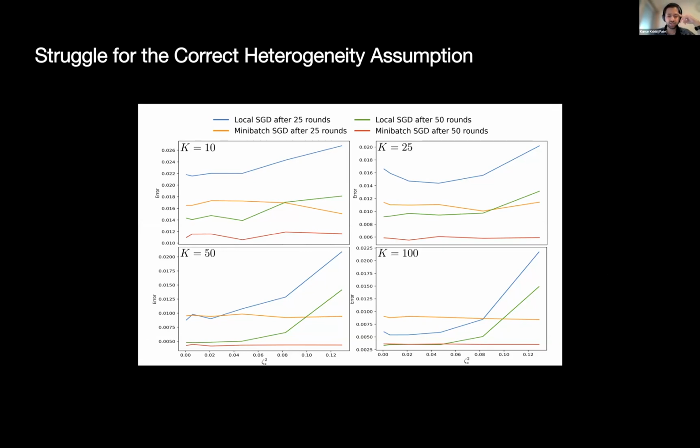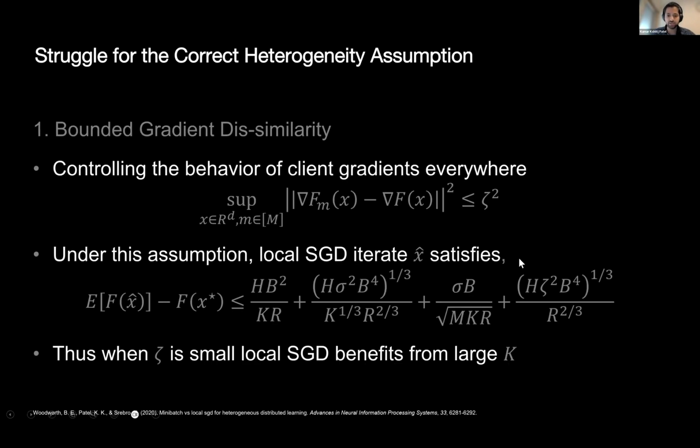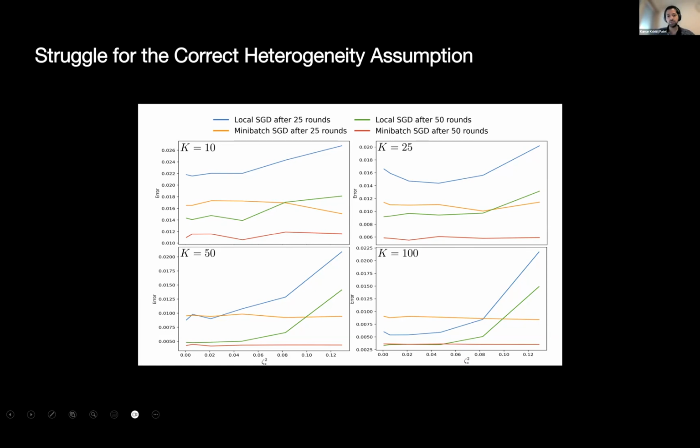And when zeta is large, in the setting when it becomes very large, then you have to pay the price of client drift. You are not able to bound the consensus error very well. So then mini batch SGD takes the lead. And this is again from the paper cited here. So you can have a closer look at the experiment if you want to later.